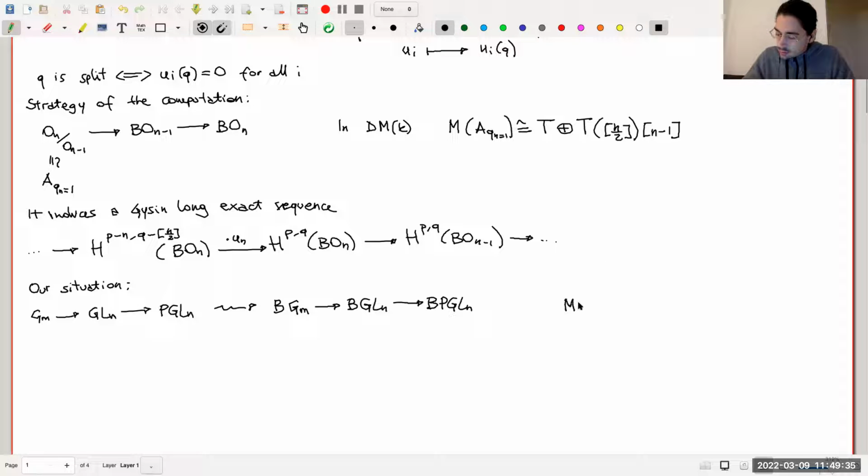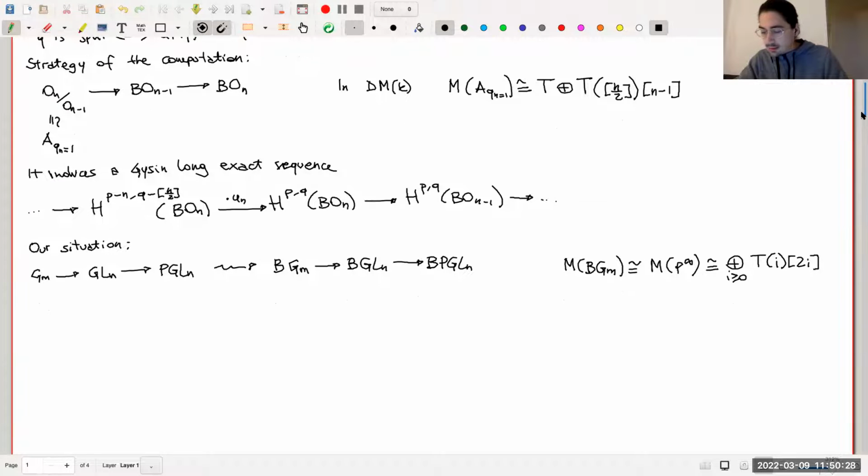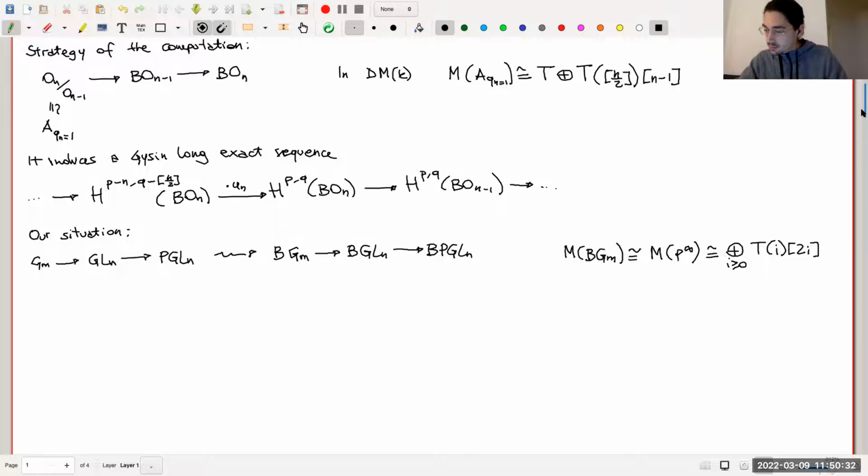now, well, the motive of the fiber is cellular in the sense that it is an infinite sum of shifted Tate motives. So since BG_m is isomorphic to P^infinity, this is the motive of P^infinity, which is the same as the sum for i greater or equal than 0 of the Tate motives T(i)[2i]. So this is a sum of infinitely many Tates. So of course, we don't expect some Gysin long exact sequence, but some sort of Serre spectral sequence, relating the cohomology of these three classifying spaces.